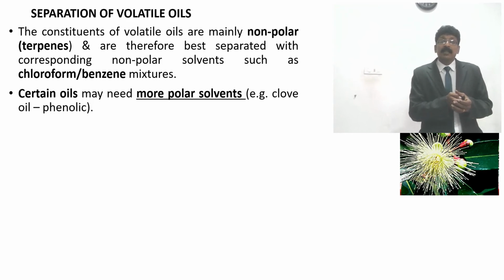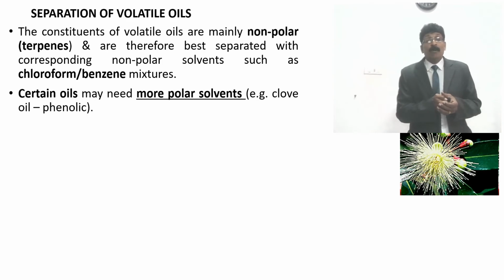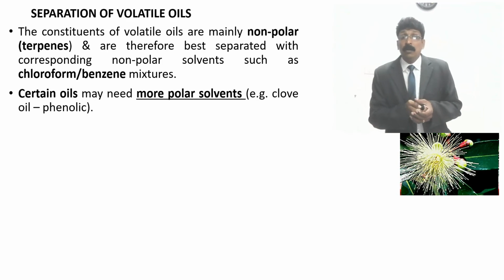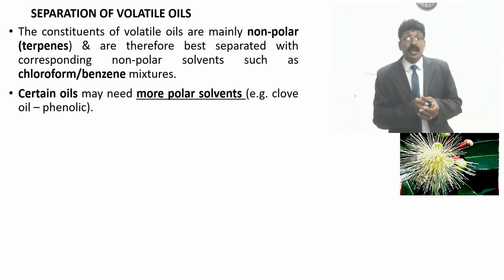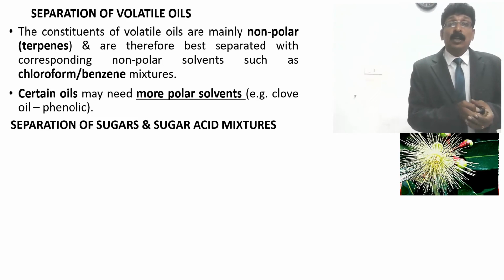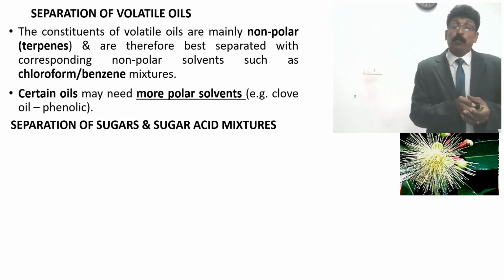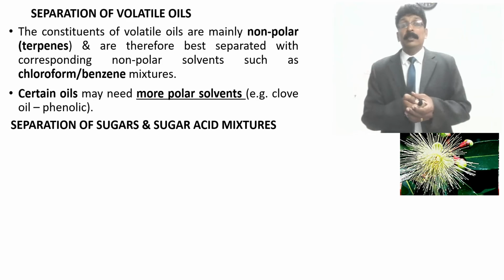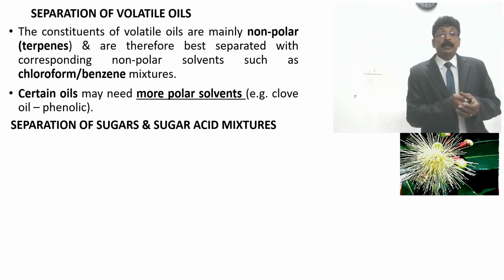Certain oils, like clove, which contain eugenol and phenolic compounds, can also be separated using more polar solvents, a little more polar, not like chloroform and benzene. You can go for methyl acetate or even a little more polar, ethanol or methanol can be used.